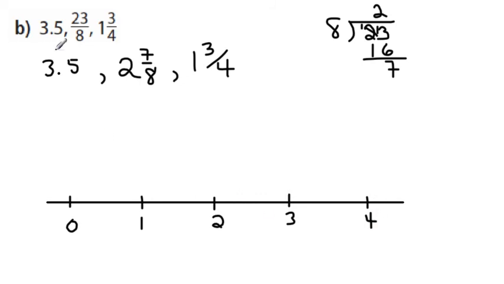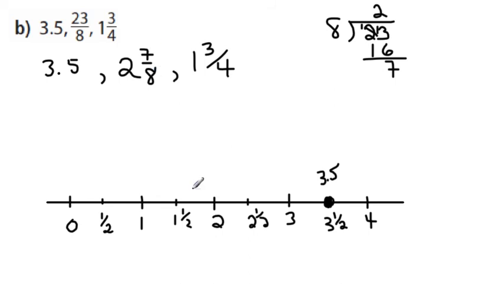Okay? Well, 3.5 is an easy one because that's actually one of my benchmarks. 3.5 and 3 1/2 are the exact same number. So 3.5 goes right there. Another benchmark is 2 1/2. Another benchmark is 1 1/2. We know those. And another benchmark here is 1/2. So let's put in our benchmarks.